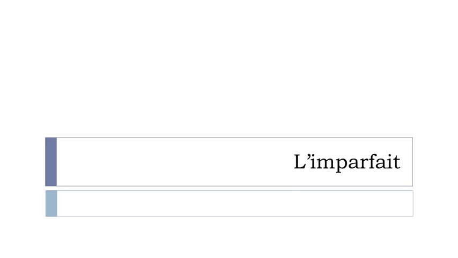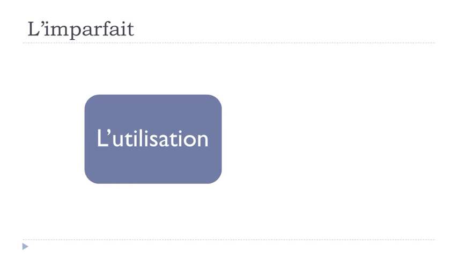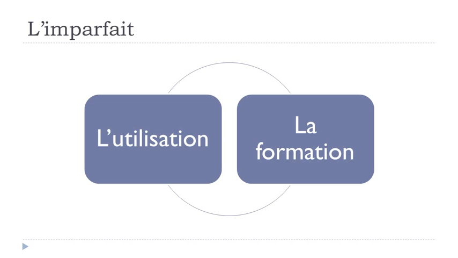And in this lesson we'll discover together l'imparfait. We saw previously le passé composé, this past tense that we use quite often, and this is the second one, l'imparfait. In this video, we'll see together the first part, l'utilisation, so when do we use l'imparfait? Then the second part will be la formation, so how do we construct this imparfait form? But let's focus now on l'utilisation.